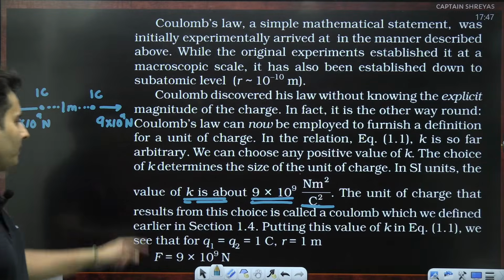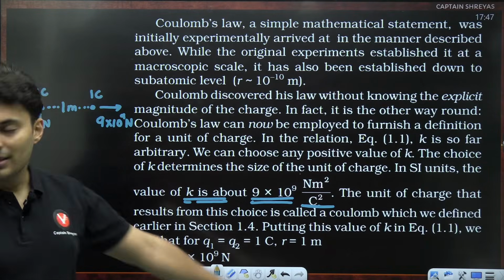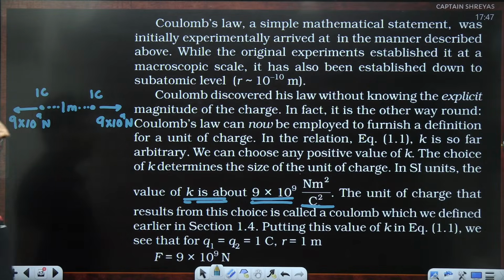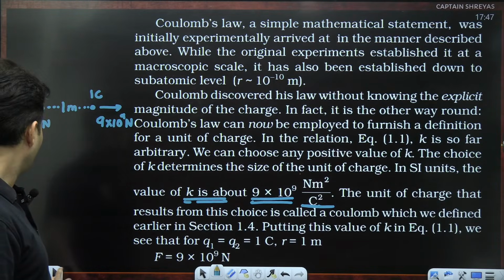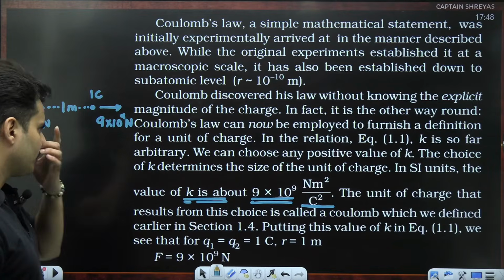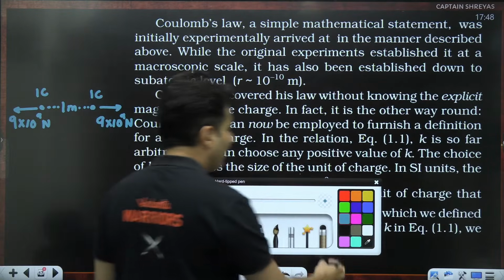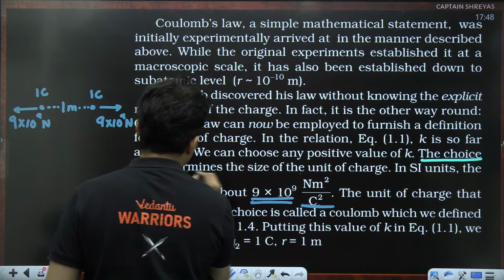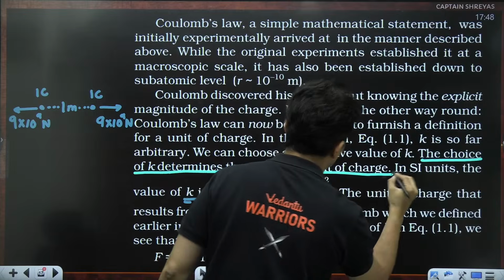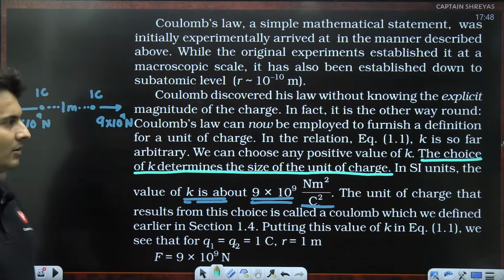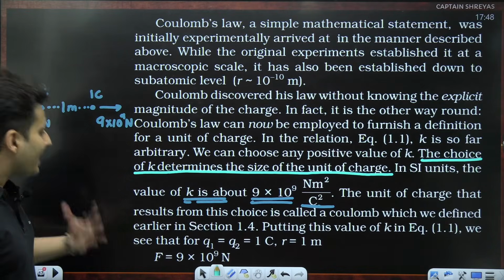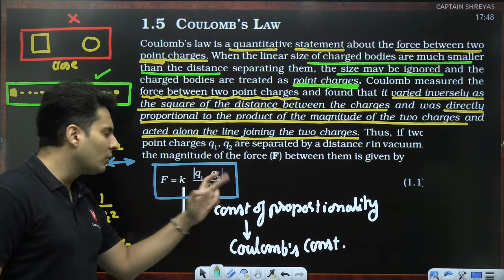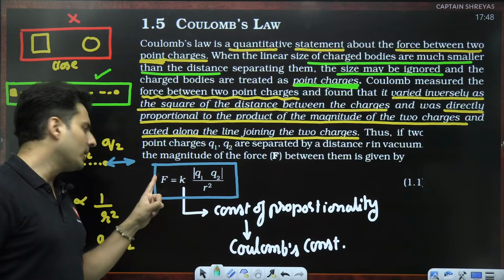Is that right? I hope this is absolutely clear, everyone, till this point. So here the main takeaway is that the choice of K determines the size of the unit of the charge. Because if you change the value of K, then Q1 and Q2 will be defined differently, because Newton is already defined.